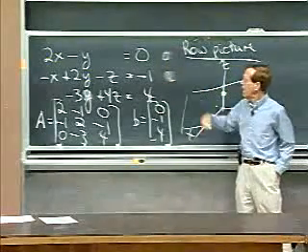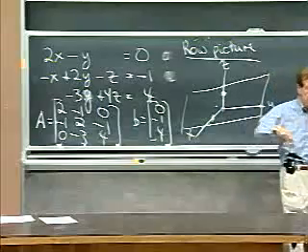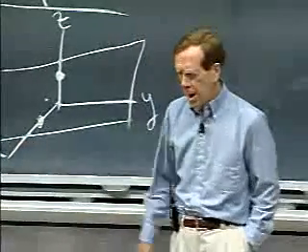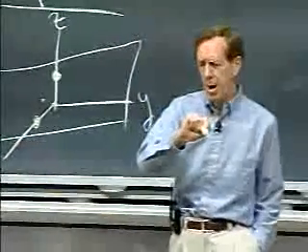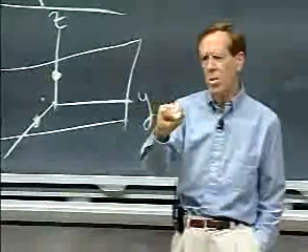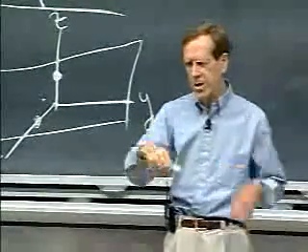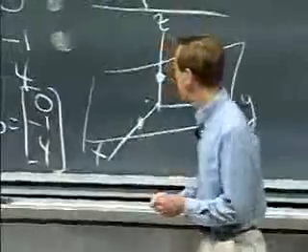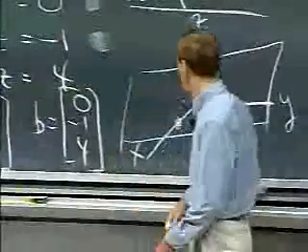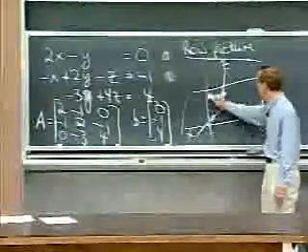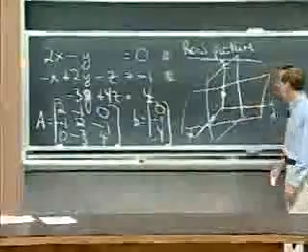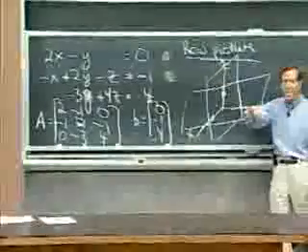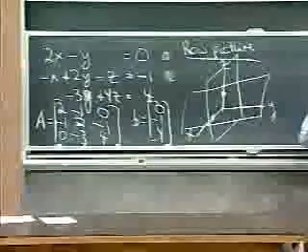2x minus y plus 0z. So z actually can be anything. Again, it's going to be another plane. Each row in a 3 by 3 problem gives us a plane in 3 dimensions. So this one is going to be some other plane. Maybe I'll try to draw it like this. And those two planes meet in a line.